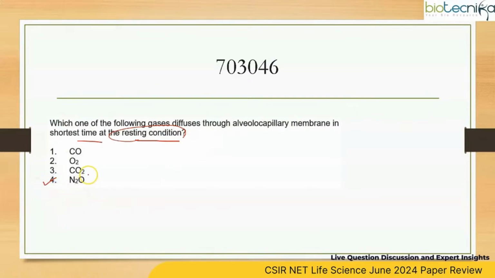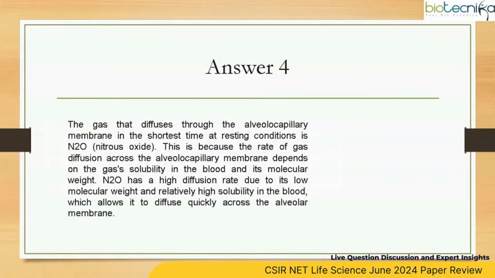Okay, N2O will be the right answer. The gas that diffuses through the alveolo-capillary membrane in the shortest time at resting conditions is nitrous oxide or N2O. This is because the rate of gas diffusion across the alveolo-capillary membrane depends on the gas's solubility in the blood and its molecular weight. So accordingly, N2O has a high diffusion rate due to its low molecular weight and relatively high solubility in the blood. So it allows it to diffuse quickly across the alveolar membrane.